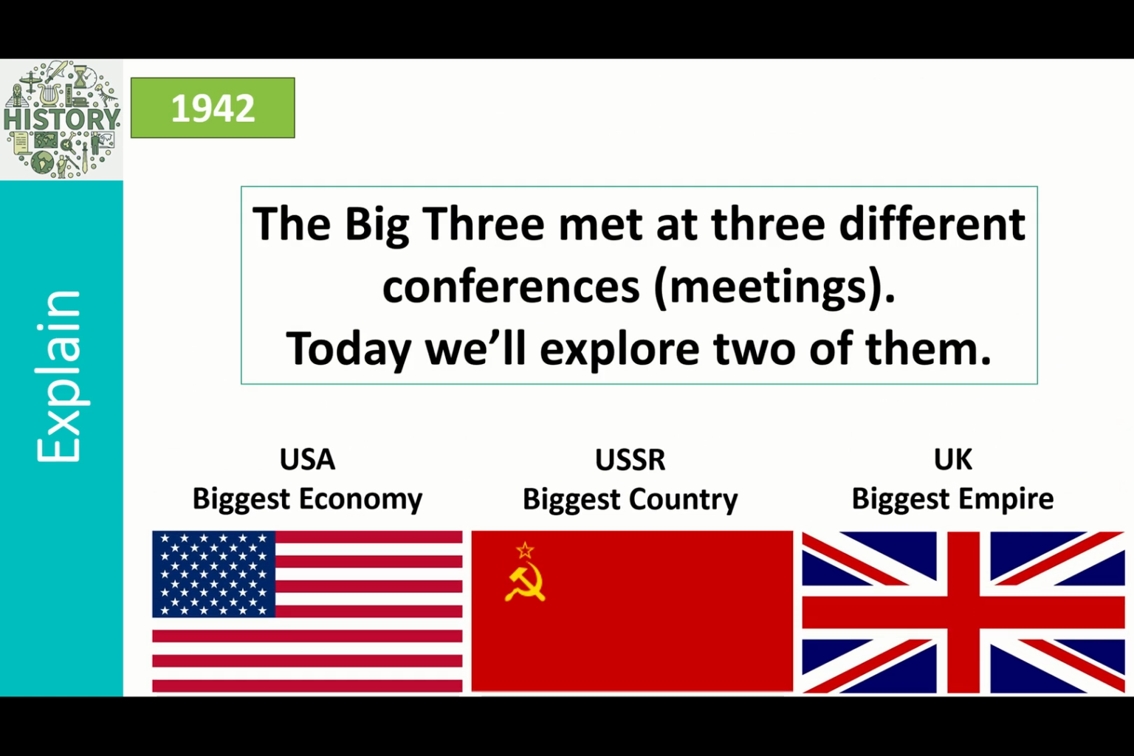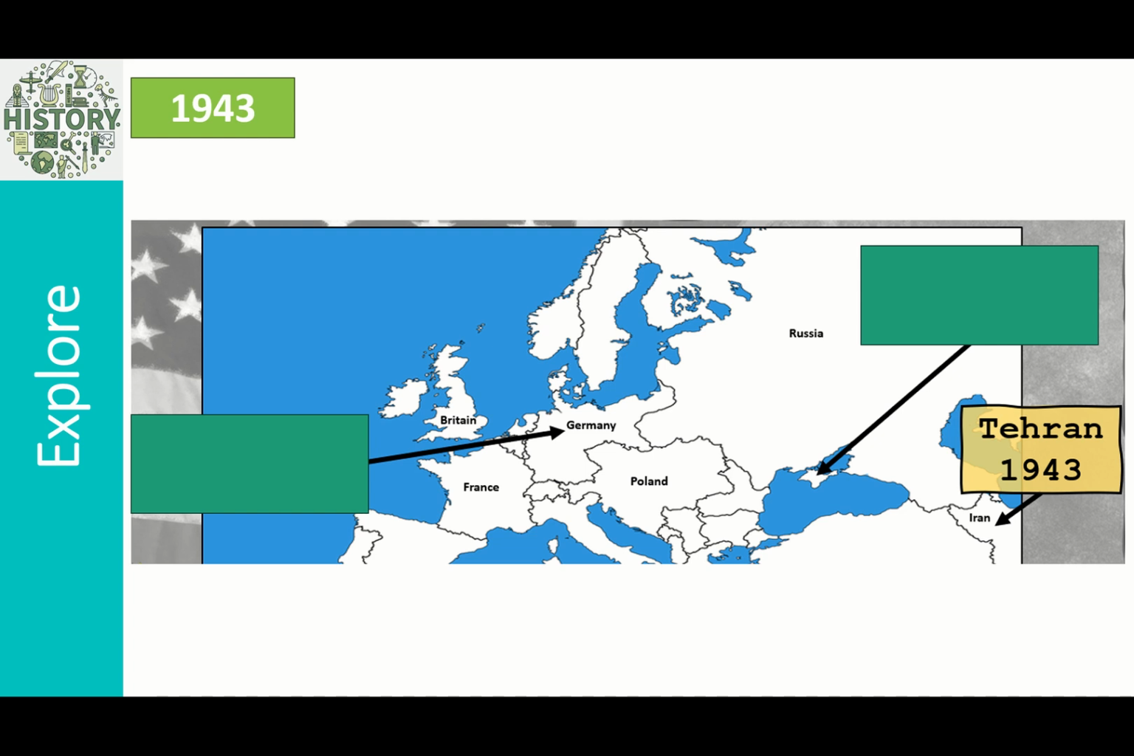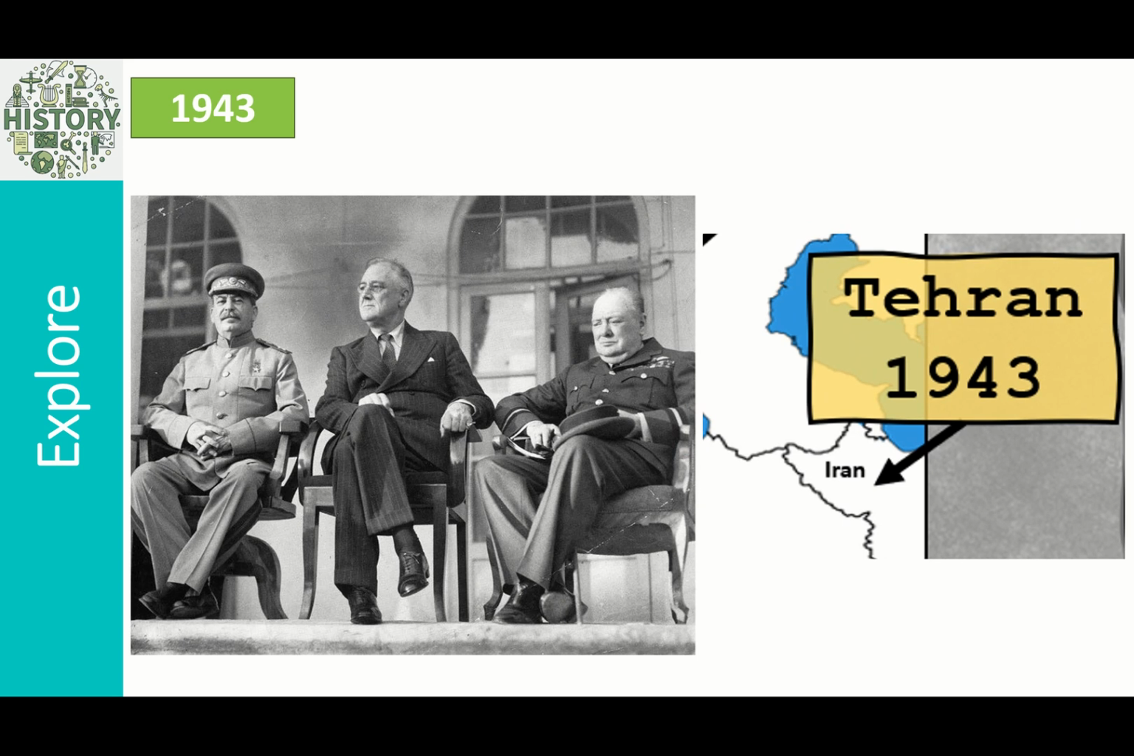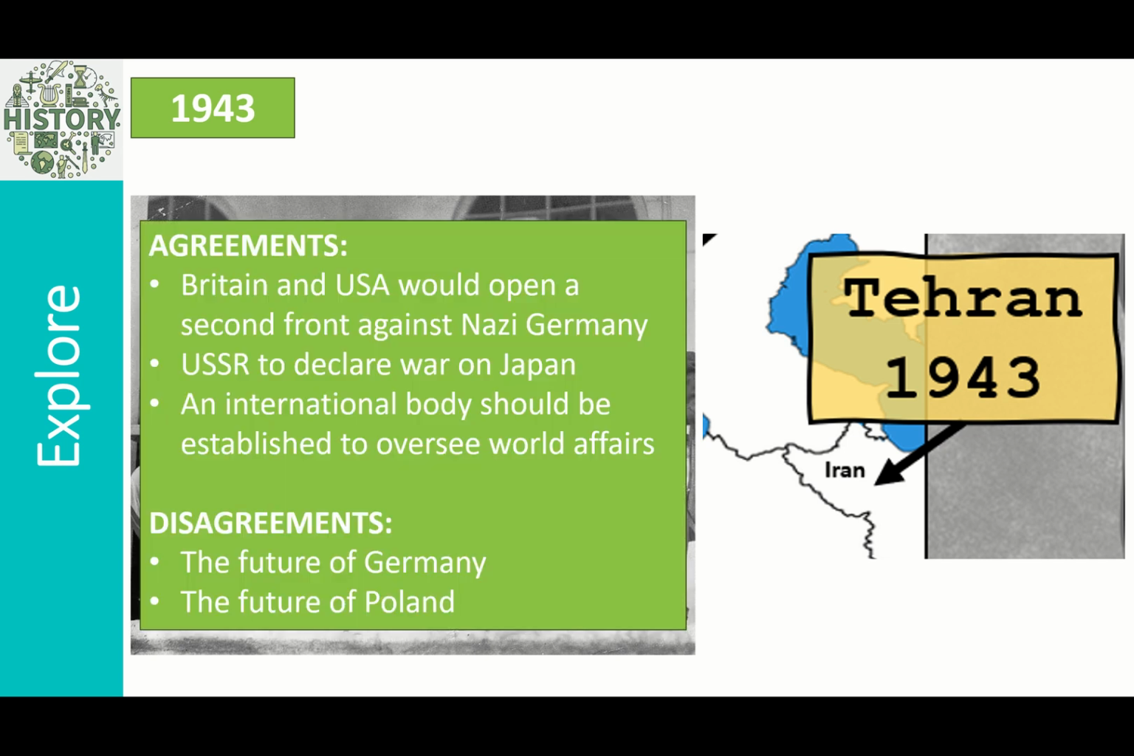So the Big Three meet at 3 different conferences. Today we're going to explore 2 of them. This is the first one. They first of all meet in 1943 at Tehran. These are the Big Three. We have Stalin on the left, President Roosevelt, FDR, in the middle, and Winston Churchill on the right hand side, the 3 most important members of the Big Three.